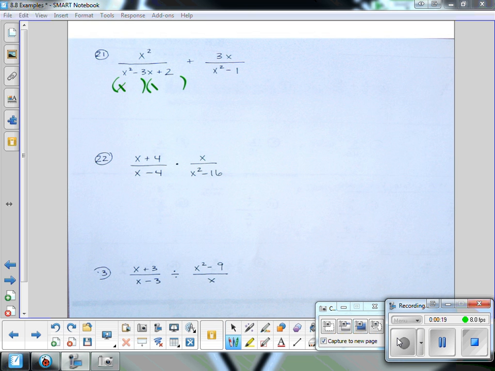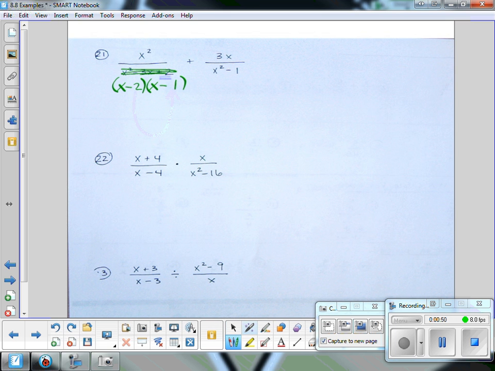I'm thinking x times x makes x squared. I know I'm going to need a double minus because they need to multiply to make positive 2, but they then need to combine to make negative 3. I think 2 and 1 will do the trick because negative 1x and negative 2x combine to make negative 3x, and negative 2 times negative 1 makes positive 2. So that is the new version of the denominator for the first fraction.